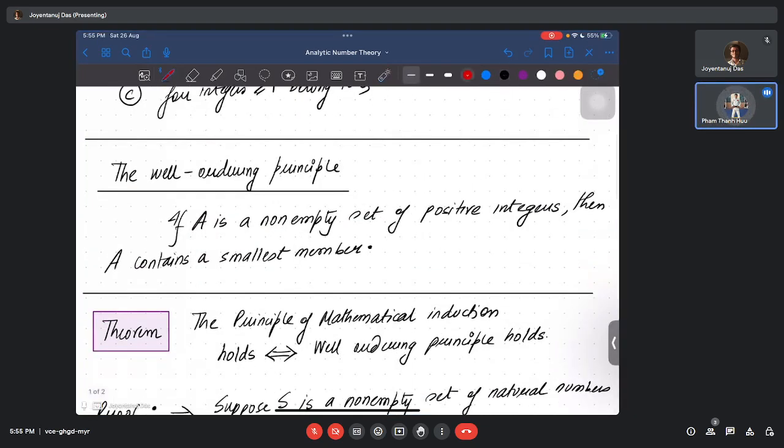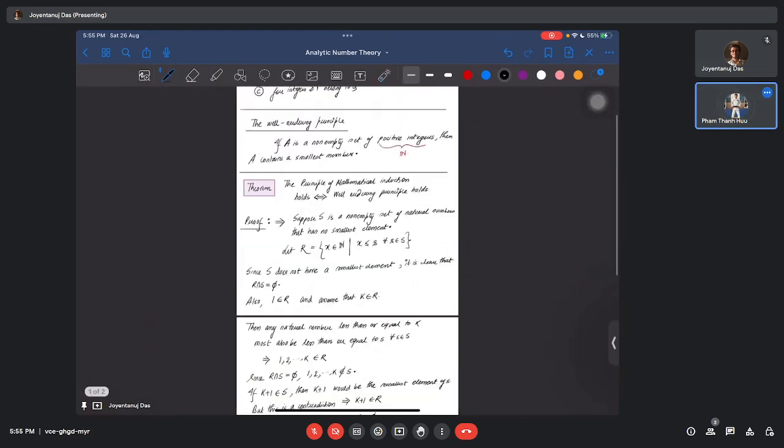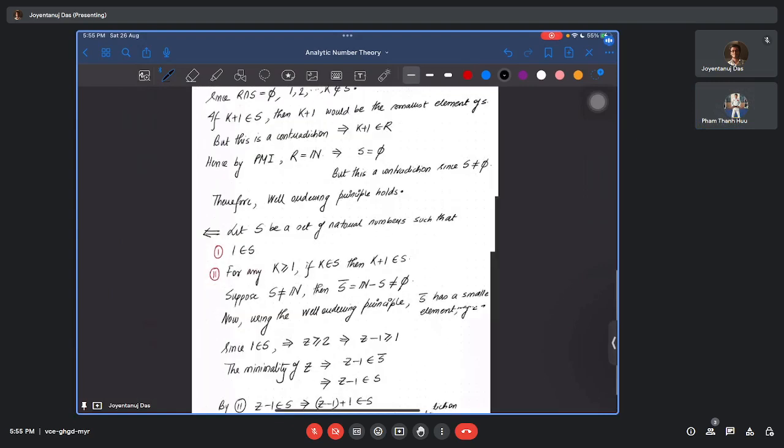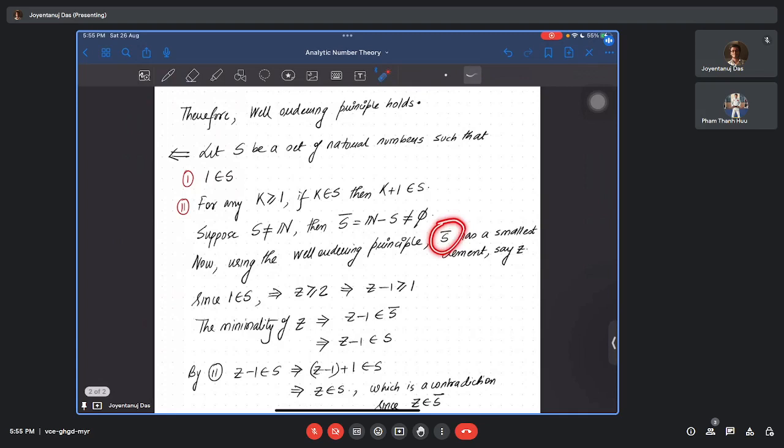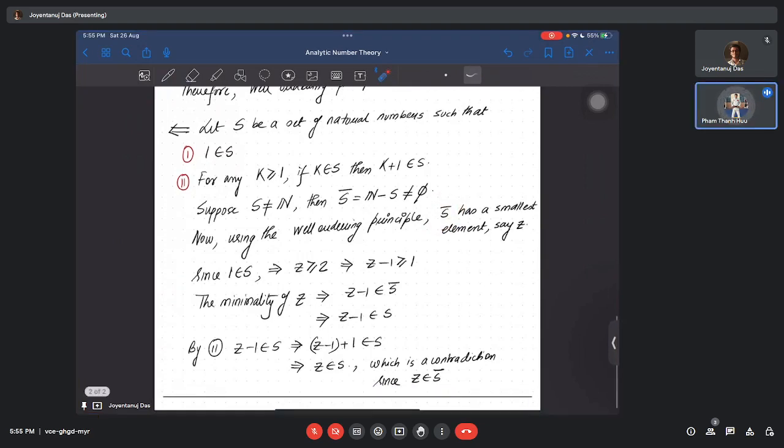So S and the complement of S are both subsets of the natural numbers, but we are applying it on S complement. Okay, so we have z, the smallest element, which is greater than one.